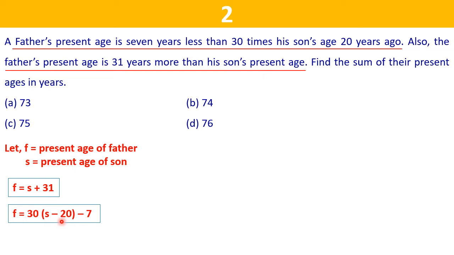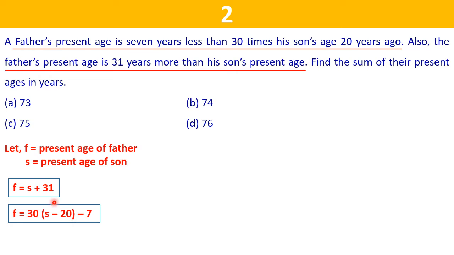Because it is said father's present age is 7 years less. So minus 7 we need to do from 30 times of son's age. But it is not son's present age. It is 20 years ago. So 30 times of son's age 20 years ago. So 30 into S minus 20 minus 7.